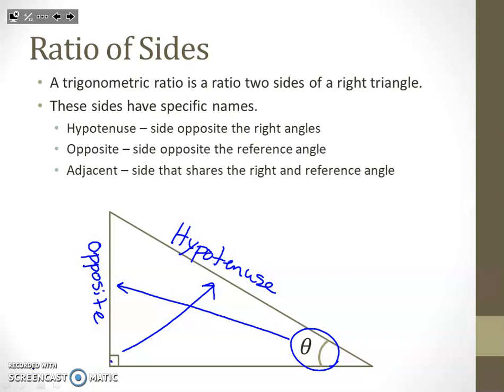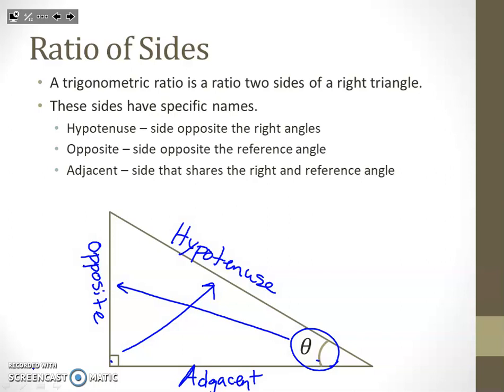So we've got our right angle, our reference angle. That means that this right here is our adjacent side. I'm pretty sure I'm spelling adjacent wrong. Sorry. Okay. And it's very important to know how to identify what those sides of the triangle are. Okay. And those are going to help us with our trig ratios.